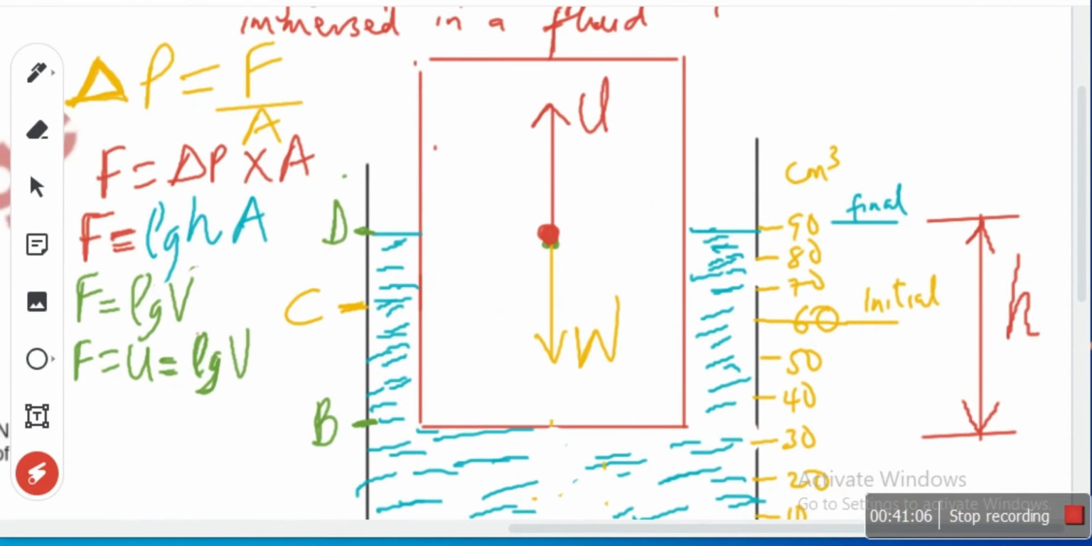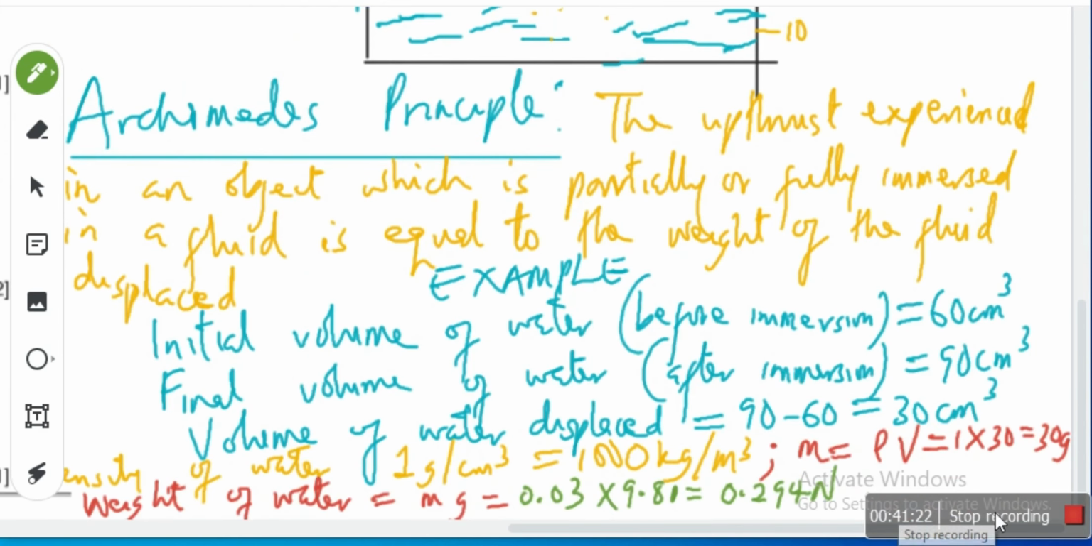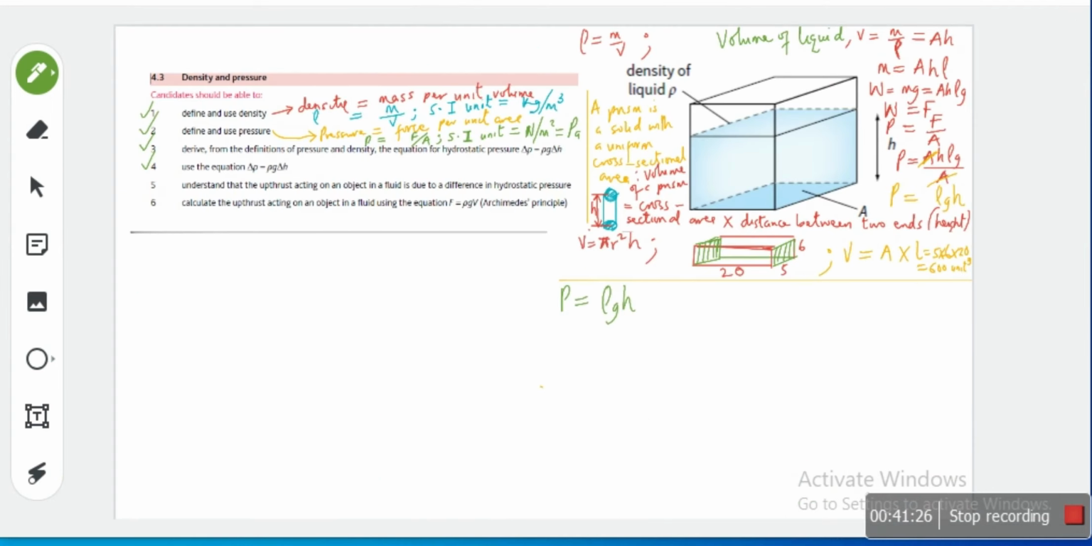That will be the upthrust this thing will experience. Are you listening to me? That will be the value of the upthrust. So the upthrust this thing will experience will be 0.294 Newton based on our calculation. Okay? Alright. See where we all started from.